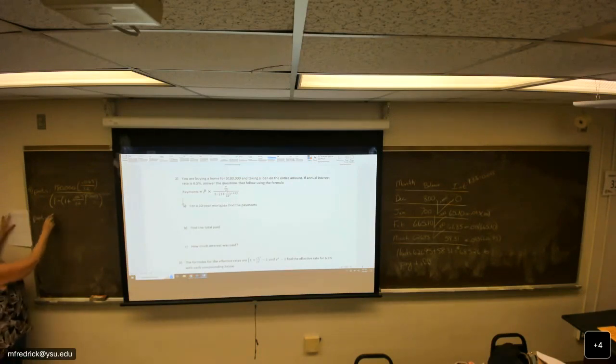You're getting $1,137.72. So if you want a loan for 180,000 and it's 6.5% interest rate, it's going to cost you $1,137 a month. That's for 30 years.